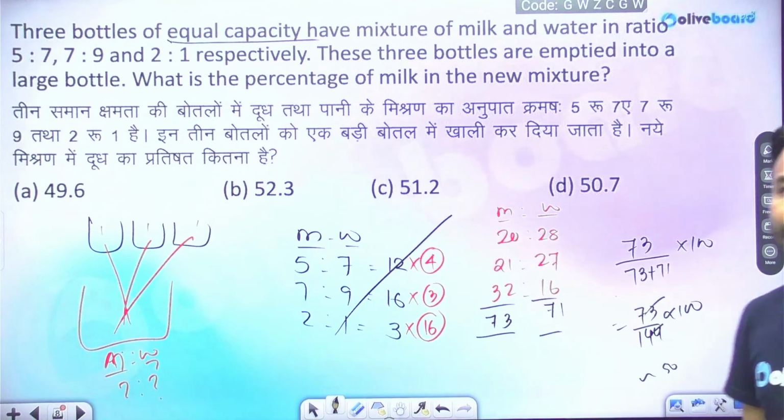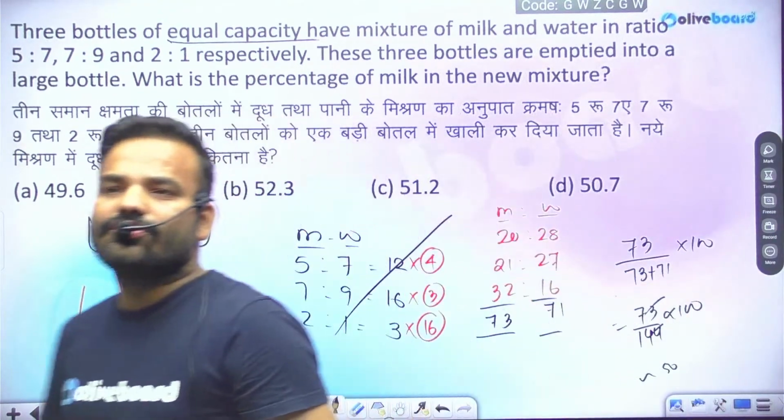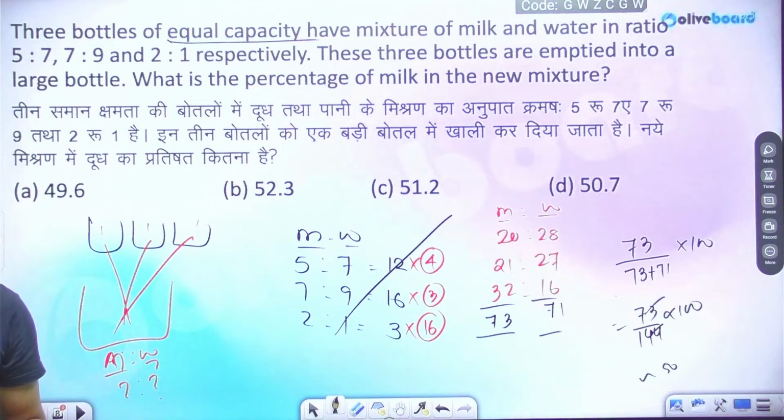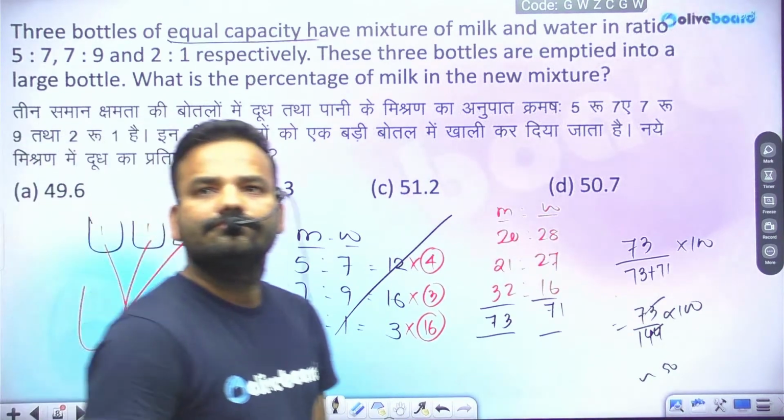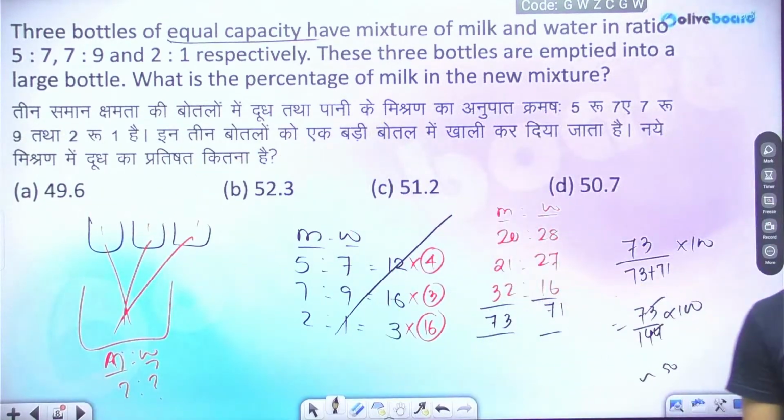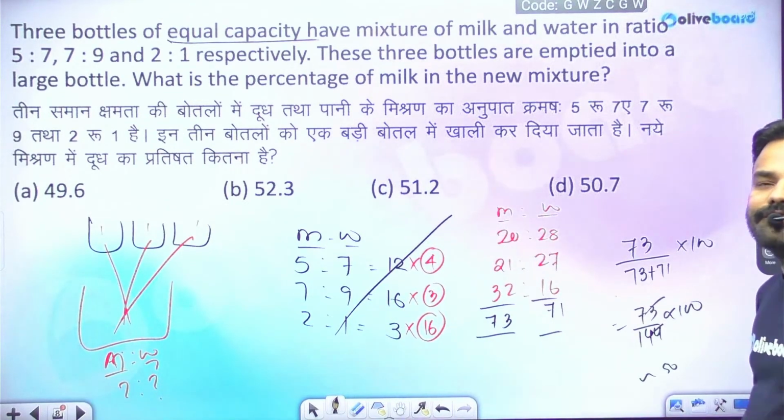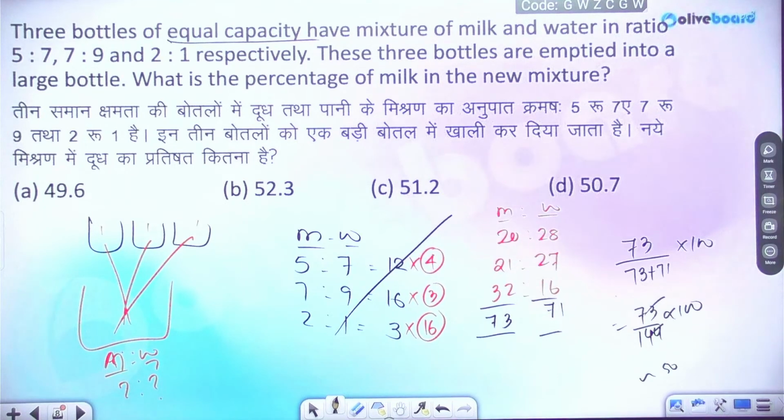Clear? Mudit Verma, you are not asked. The ratio was not being asked. What was asked? What is the percentage of milk left in the container? That was asked.